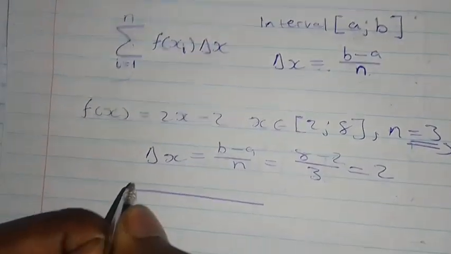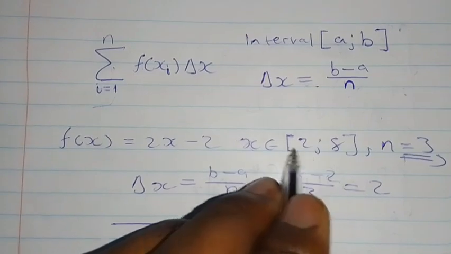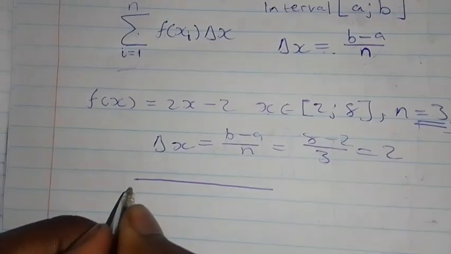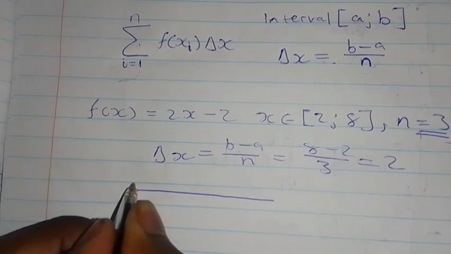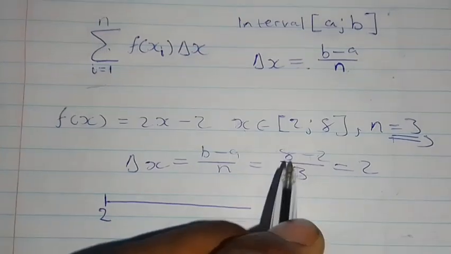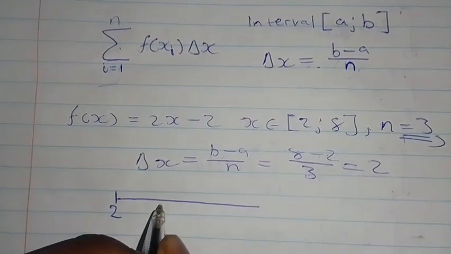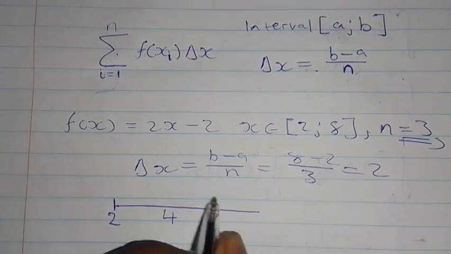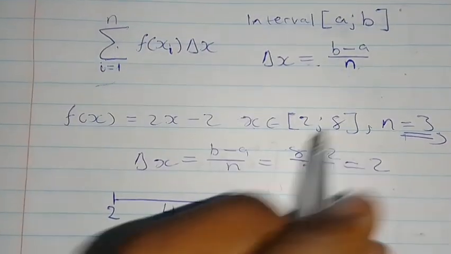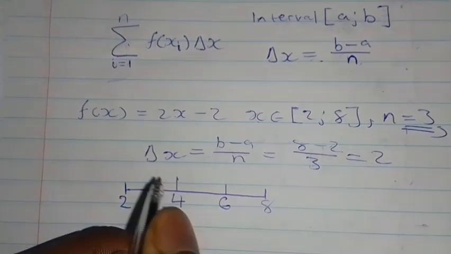I'm just going to draw a number line. Then you substitute a, the lowest value on that number line, and in this case the value of a is 2. Then you add delta x, so you have 4. Then you add delta x, and you have 6. Then you add delta x, and you have the last value in that interval.